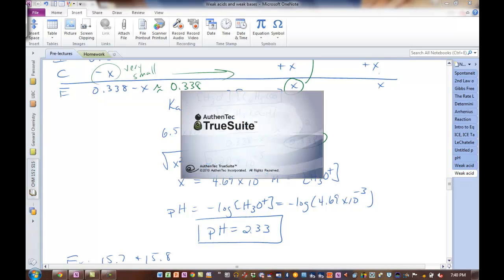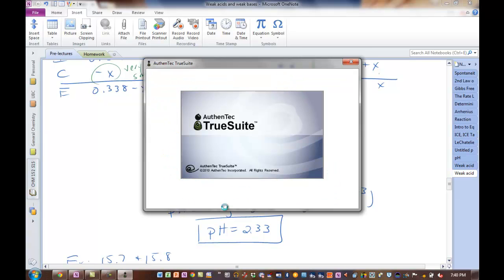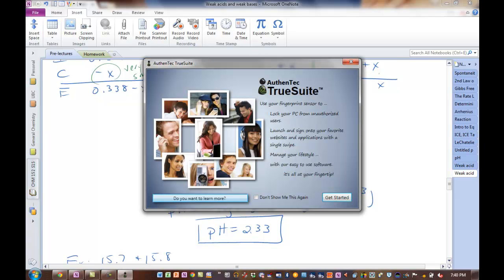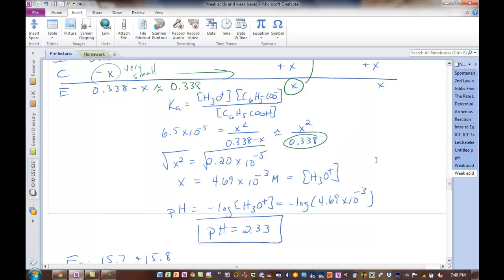We now have that. Oh gosh, I knew I couldn't get through a pre-lecture without that happening. Somehow I always swipe the thumb reader on my laptop. I'm not sure how that happens.